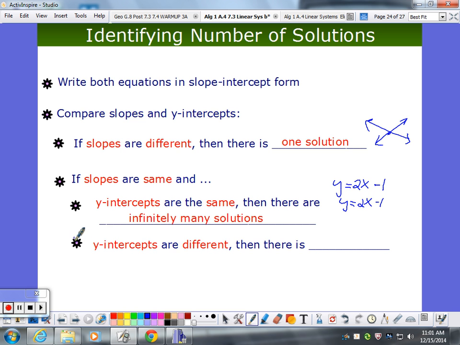Now, if the slopes are the same and the y-intercepts are different, then what? This means parallel lines, and they will never meet. So there's no solution to that linear system. So if you want to know ahead of time, you can do that kind of analysis.